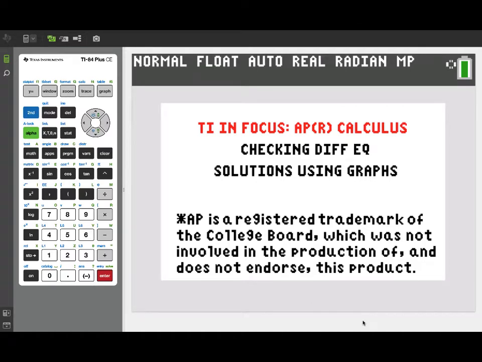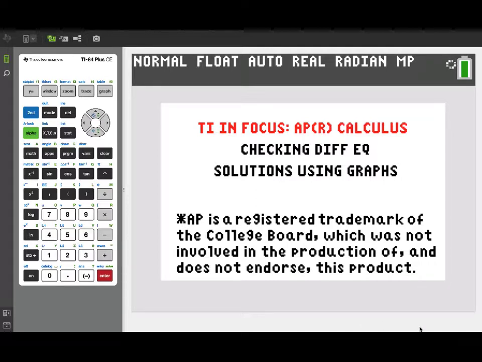I'm a mathematics professor and a math advisor for Texas Instruments. This short video is part of the TI in Focus AP Calculus series. We're going to be taking a look at how you can check the solutions you get for differential equations by using the graphing capabilities of your TI-84.